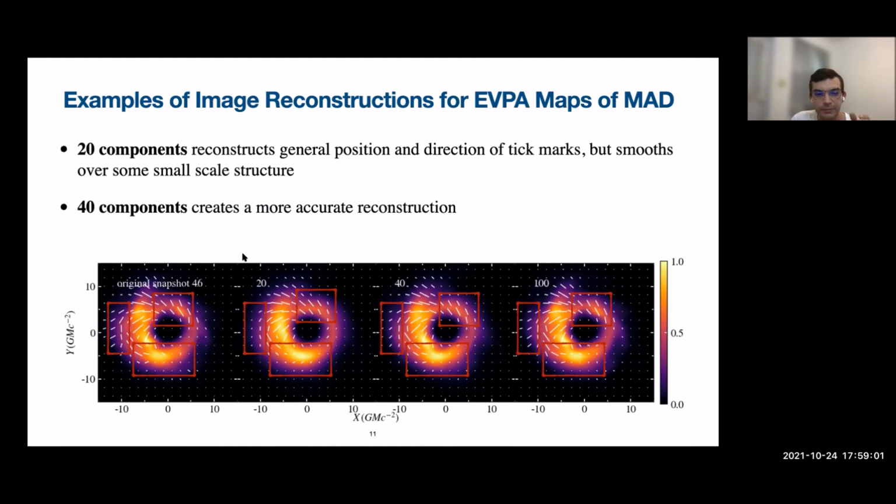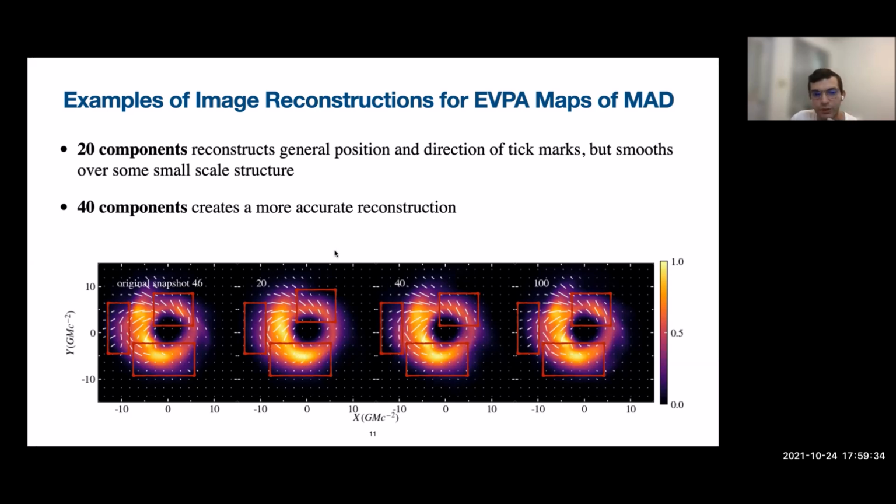And so if you compare, it turns out that by using 20 components, we were able to reconstruct most of the general position and direction of the original tick marks that we observed in the original snapshot here. But it also smoothed over some of the small scale details of the original image. For example, in this region over here and in this region here, what we observed is that it tends to depolarize those regions by using those 20 components.